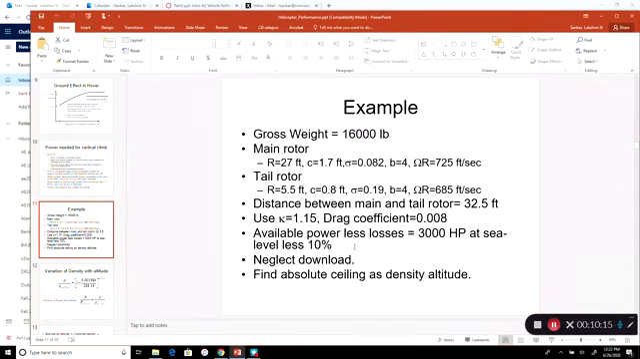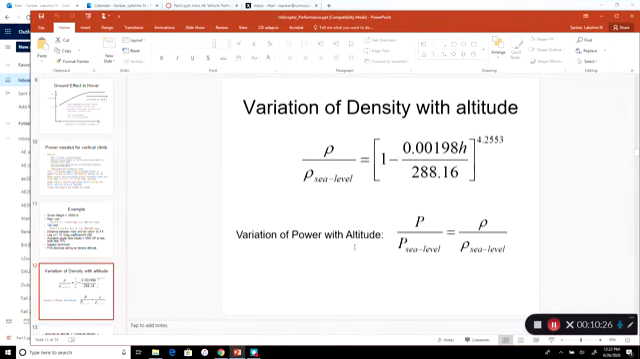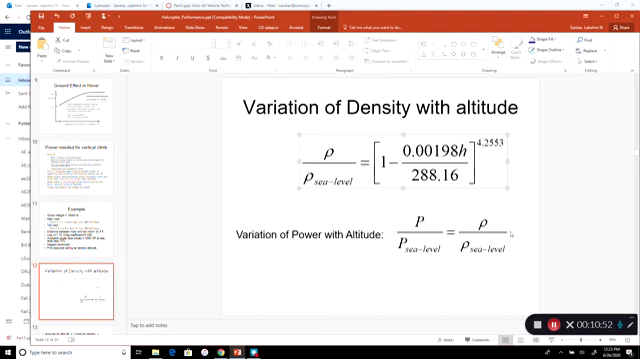We are asked to compute the absolute ceiling as a density altitude. This can be done using a spreadsheet or a MATLAB code. The first thing you would do is correct the density ratio. This works if H is in International System of Units. I recommend that you just use standard atmospheric tables to find the density ratio and use it. Then the power scales with density ratio. So if you know information at sea level, you can find it at any other altitude.